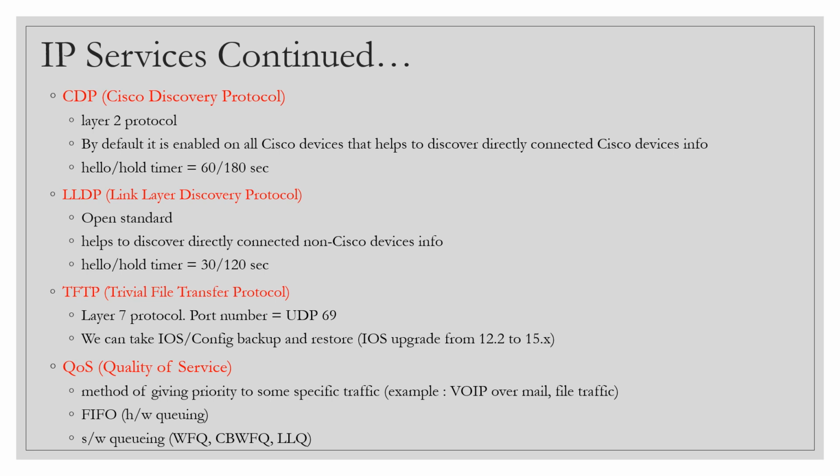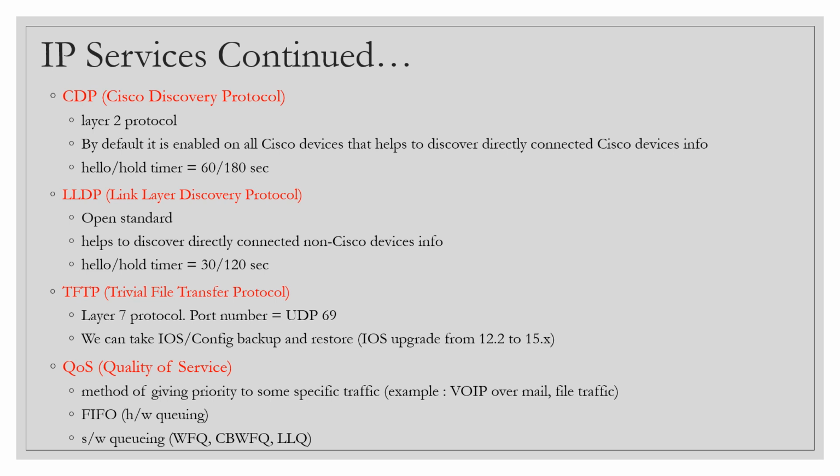So similarly, for routers also, the IOS configuration backup and restore can be done with the help of the TFTP protocol. Not only that, the upgrade can also be done from one version to another. Let's say 12.2 to 15.x I want to go. I can use TFTP as a TFTP server, and with the help of the TFTP server, I can upgrade the systems from 12 to 15.